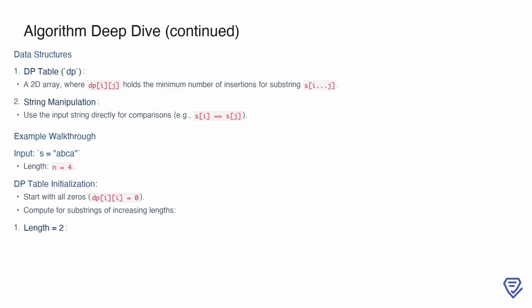All diagonal entries, which represent substrings of length 1, are set to 0 because a single character is already a palindrome. Next, we compute values for substrings of increasing lengths. For substrings of length 2, we compare adjacent characters and update the table based on whether they are equal or not. This forms the basis for solving longer substrings.